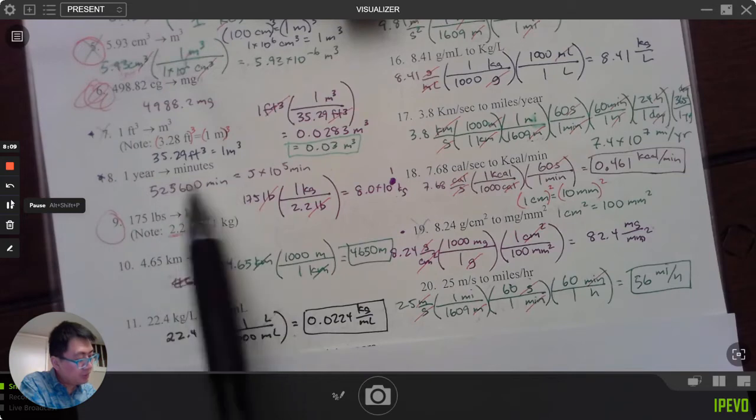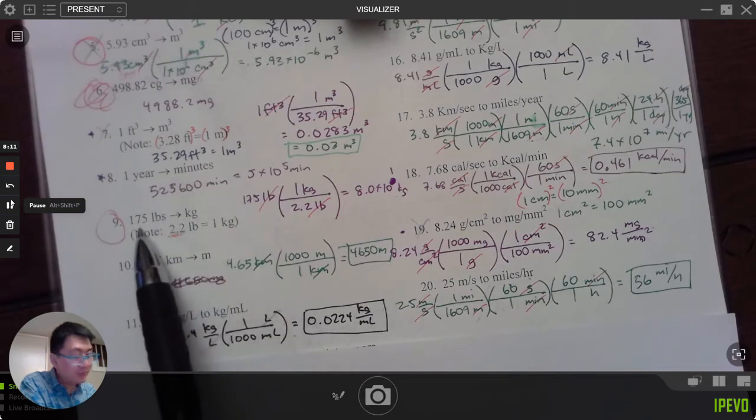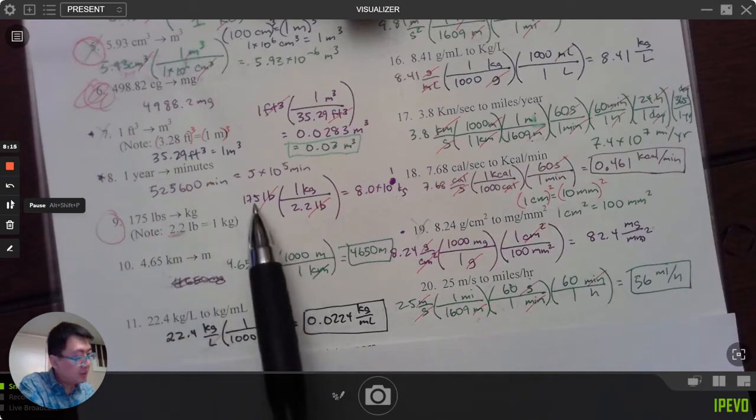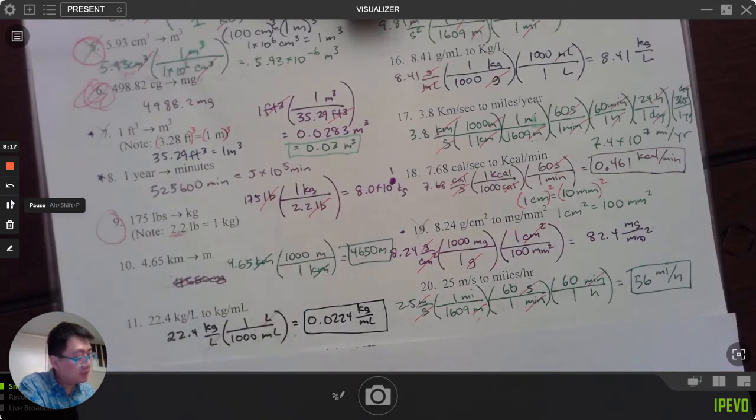I don't know where I did the work. So I'm just going to jump over to number 9. 175 pounds is how many kilograms? There's 2.2 pounds in a kilogram. So 175 divided by 2.2, which is 2 sig figs, 8.0 times 10 to the 1 kilograms.